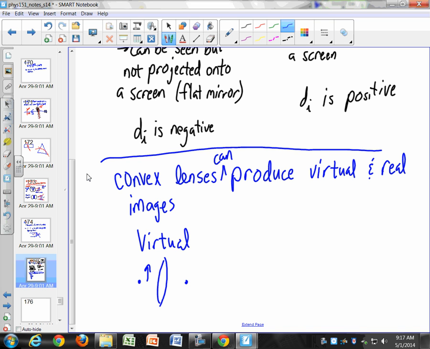All right, for real, here's my lens, here's my focal point. The object is outside of the focal point. Convex lenses produce both virtual and real images. For virtual, the object is inside the focal point. For real images, the object is outside the focal point.